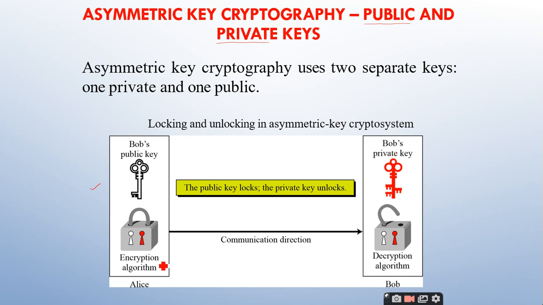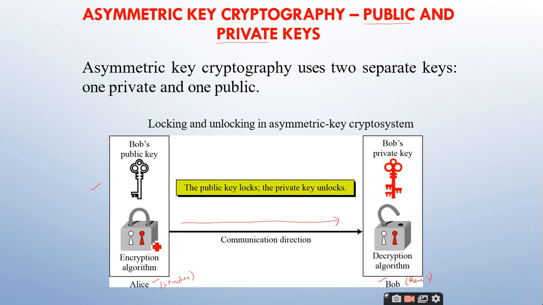Now tell me, who is sending the message? Is it Alice or Bob? There are two parties here. One is Alice and the second one is Bob. Alice is sending, sir. Alice is the sender, right? You have the communication direction in this direction. You can observe here, so Alice is the sender and Bob is the receiver. Very important concept.